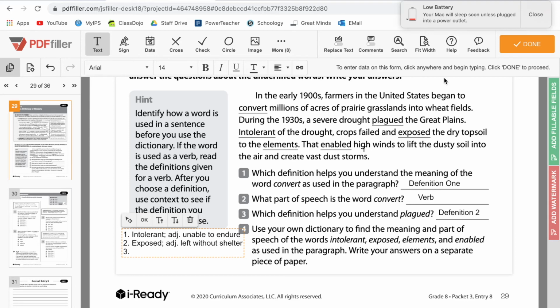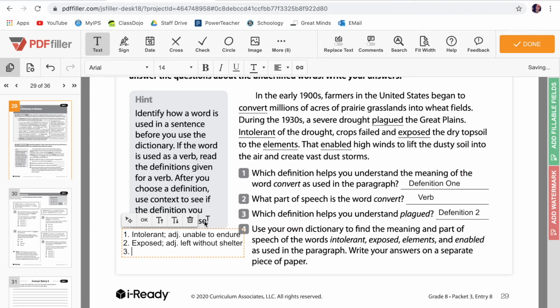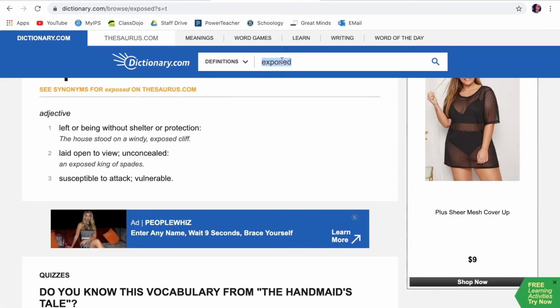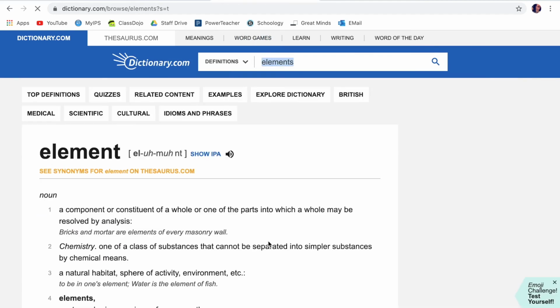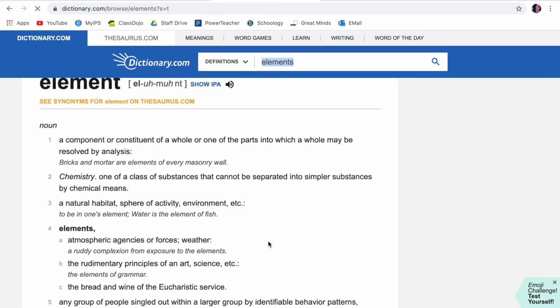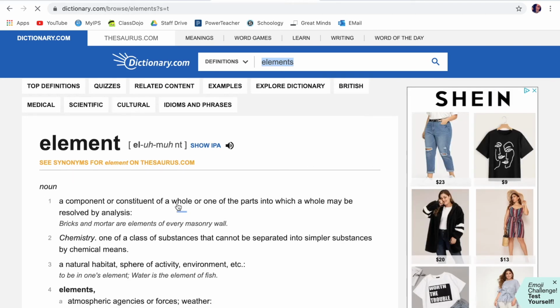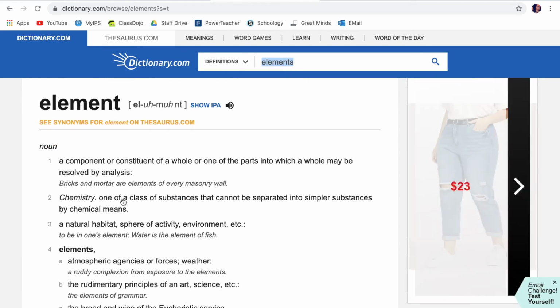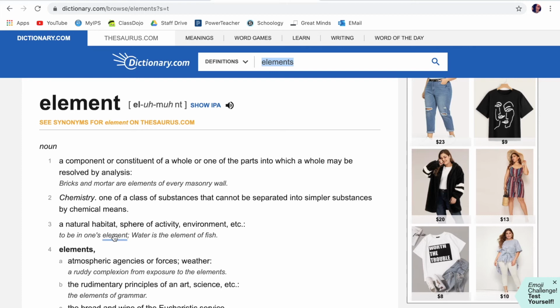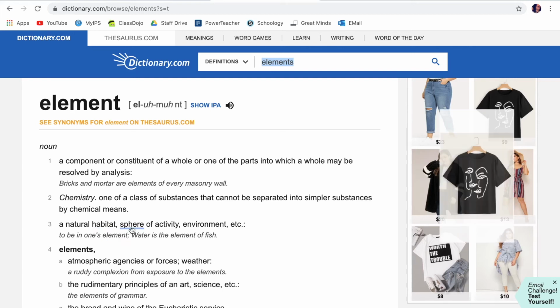Number three is going to be elements. Elements is a noun here because the elements are objects or ideas that they are being left exposed to. So elements. Again, here we see noun. So a component or constituent of a whole, or one part of a whole that may be resolved by analysis. Chemistry, one of the class substances. A natural habitat, sphere, or activity.